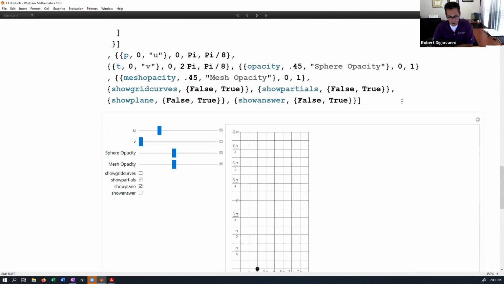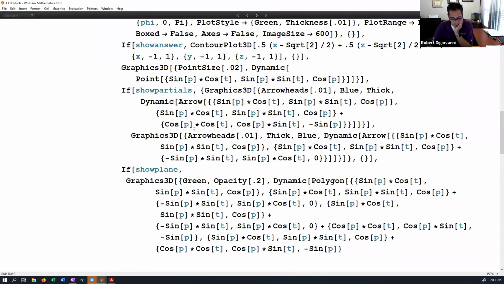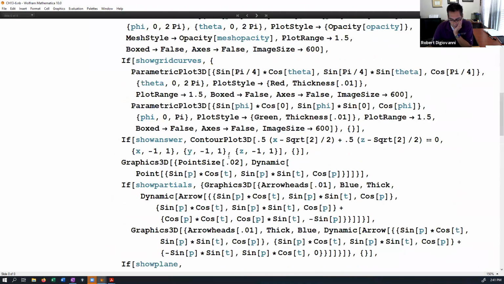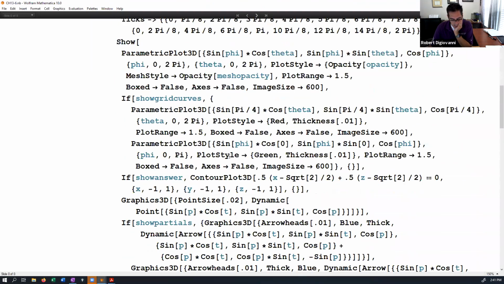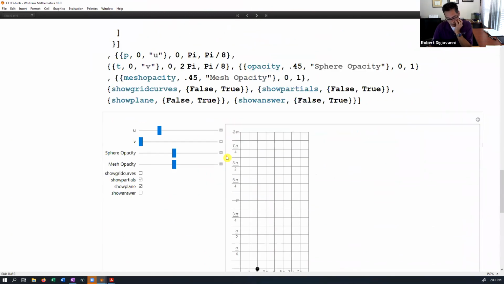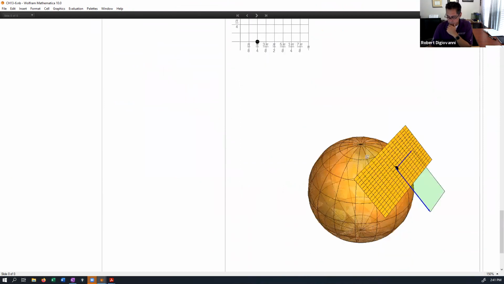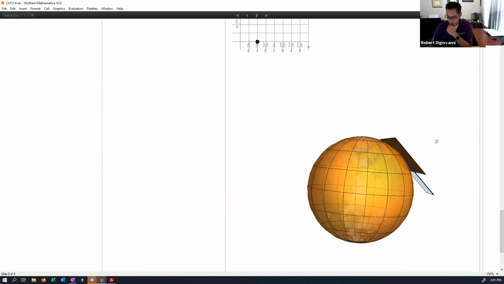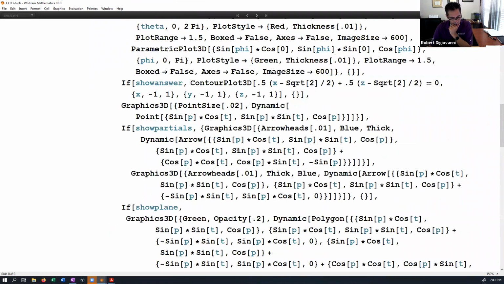Let me see, because we're out of time, do I actually have that answer in here anywhere? No, it doesn't look like I do. Yeah, it's just drawing a polygon. Let me see, show answer. There's the plane. Let me see where show answer is. Show answer, true, false, show answer, show answer, show answer.